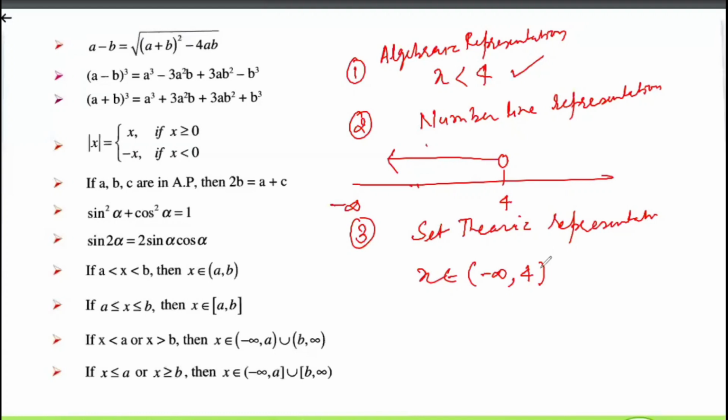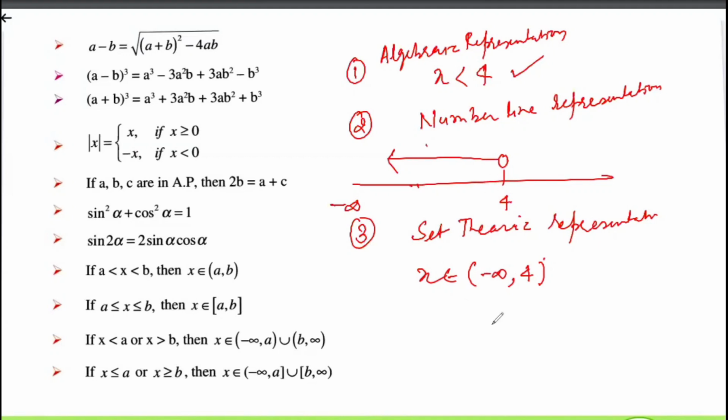So this small bracket represents that every number between minus infinity and 4 is part of the solution here. So x is an element of minus infinity to 4. And this open bracket represents it is not equal to 4, neither equal to minus infinity. So the number cannot be equal to minus infinity. Whenever we go to infinity and minus infinity, we use the open symbol.